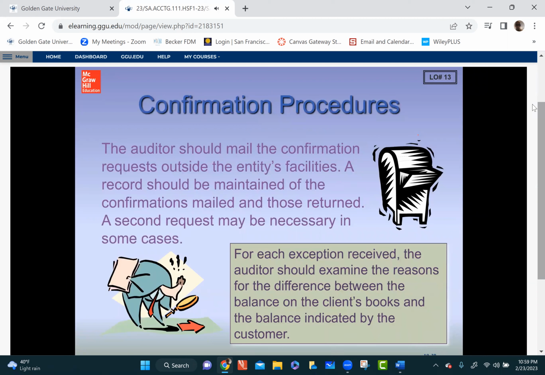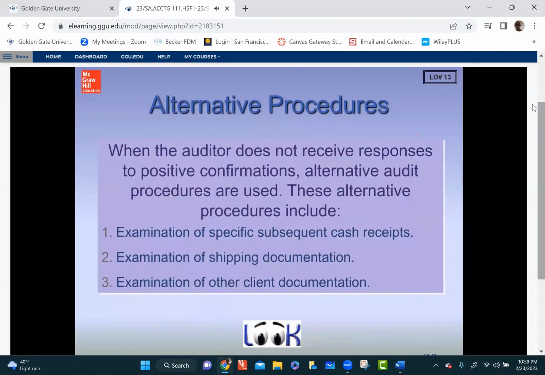Okay, I think this is stuff we've already talked about. Oh, here you go. Here are the alternative procedures. I jumped the gun a little bit. This is some of the things you guys talked about. This is the best one though, in my opinion. Subsequent cash receipts. If I couldn't send out confirmations, I'd be all over this. And I have no idea why they put blinking eyes down there. I don't see how that's relevant.